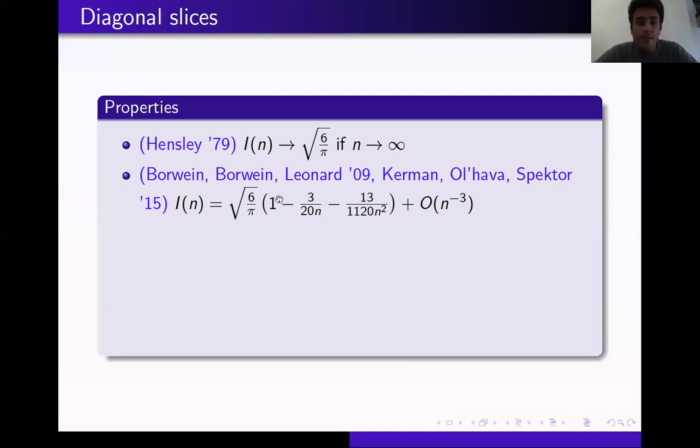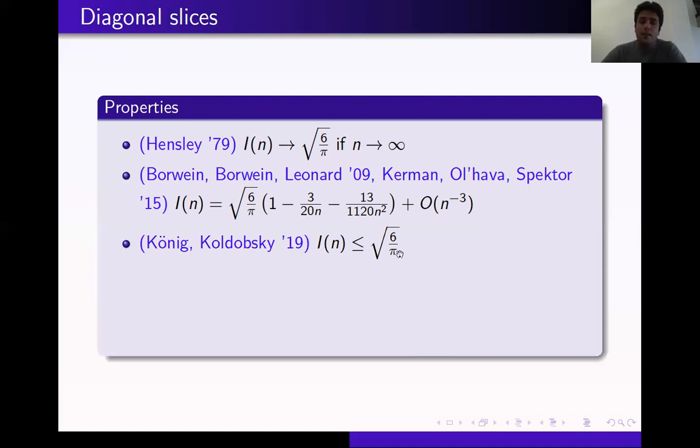Then Kerman, Ol'hava, and Spector in 2015 computed the third term, the one I'm writing here, and they explained how to do the next computations. But it was with a massive amount of computations, believe me. So part of the aim of our talk is to understand I_n a bit better and to really explain how to compute this much, much, much easier.